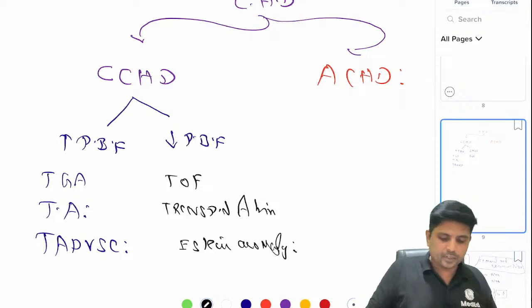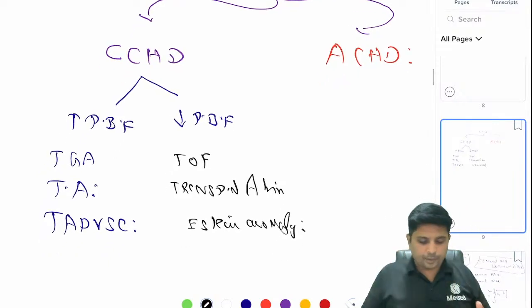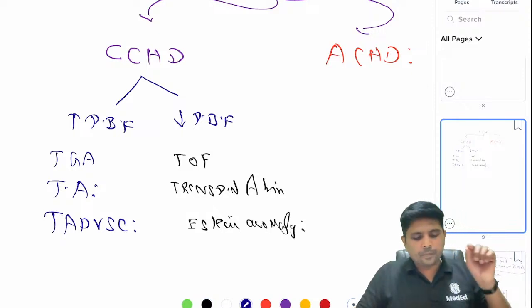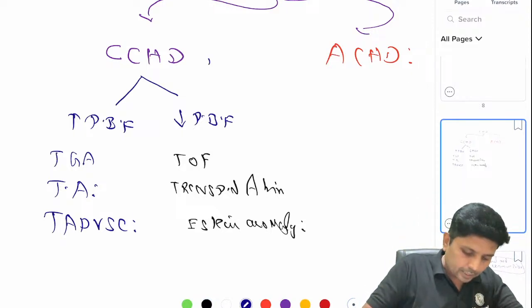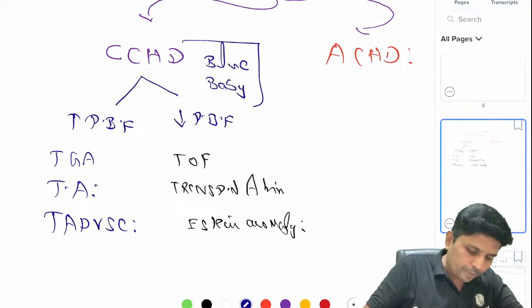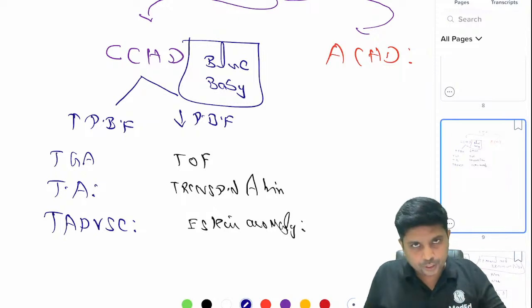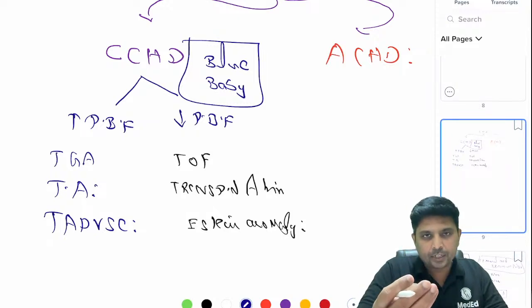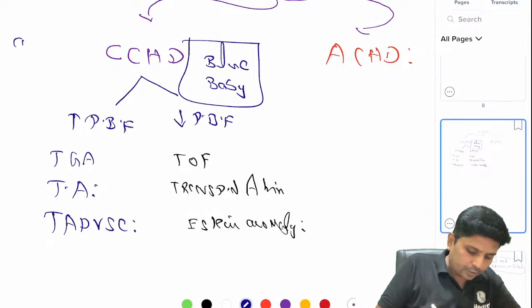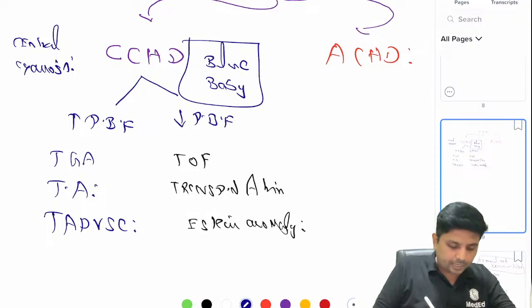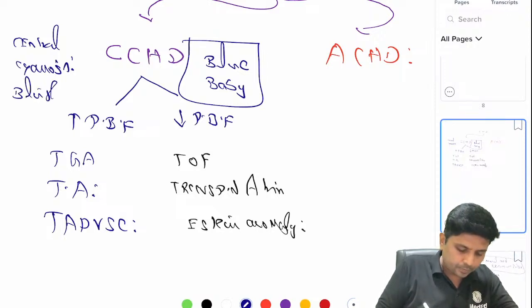These are all the diseases associated with decreased pulmonary blood flow. What do you mean by cyanotic congenital heart disease? They are nothing but blue babies. They usually present with bluish discoloration of lips. What is central cyanosis? This is called central cyanosis: bluish discoloration.